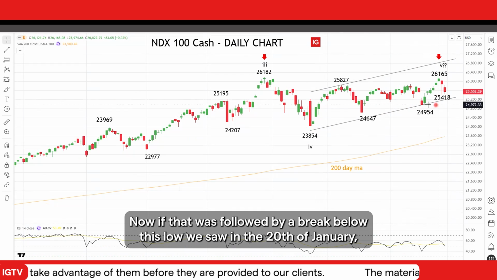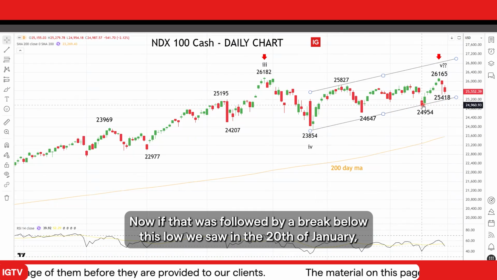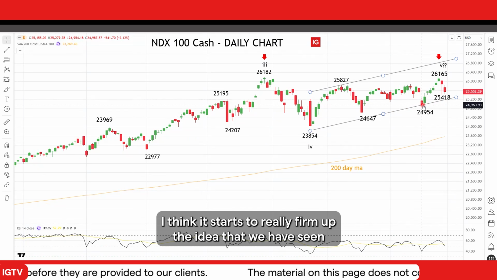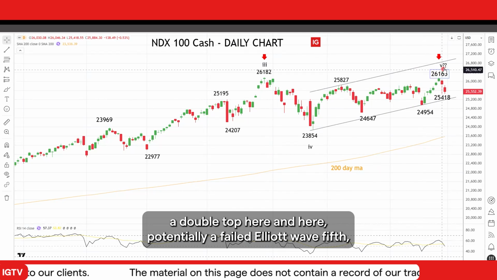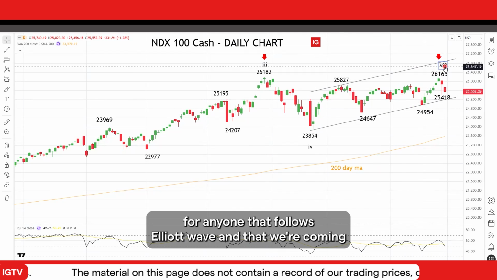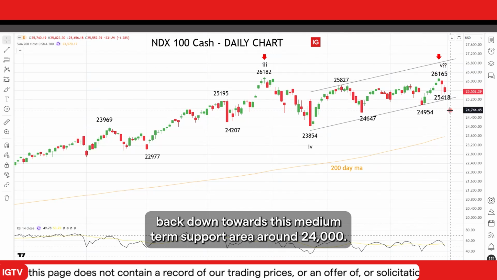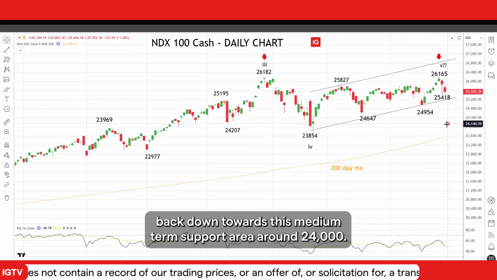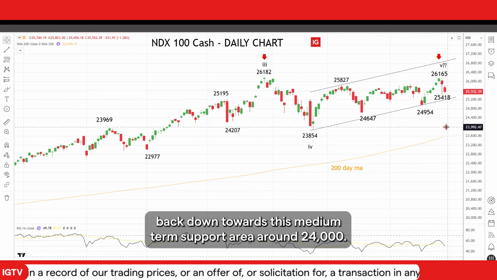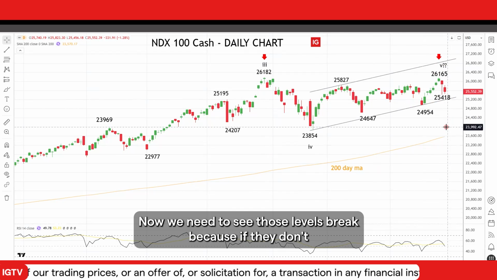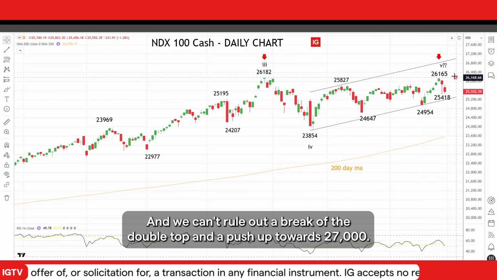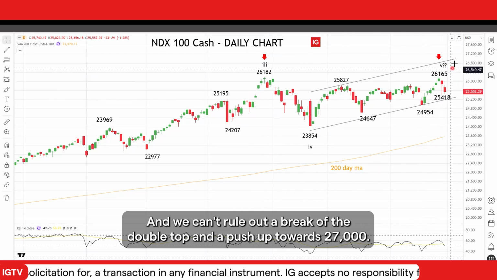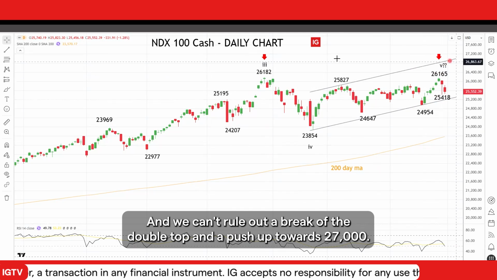Now, if that was followed by a break below this low we saw on the 20th of January, I think it starts to really firm up the idea that we have seen a double top here and here, potentially a failed Elliott Wave fifth for anyone that follows Elliott Wave, and that we're coming back down towards this medium-term support area around 24,000. Now, we need to see those levels break, because if they don't, it keeps the NASDAQ in an uptrend, and we can't rule out a break of the double top and a push up towards 27,000.